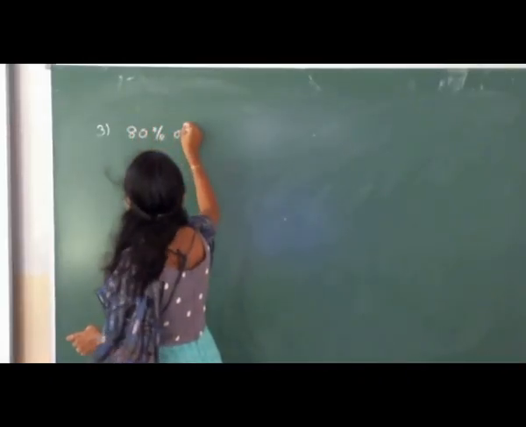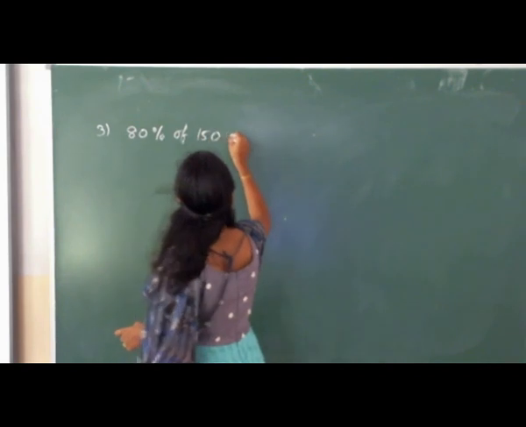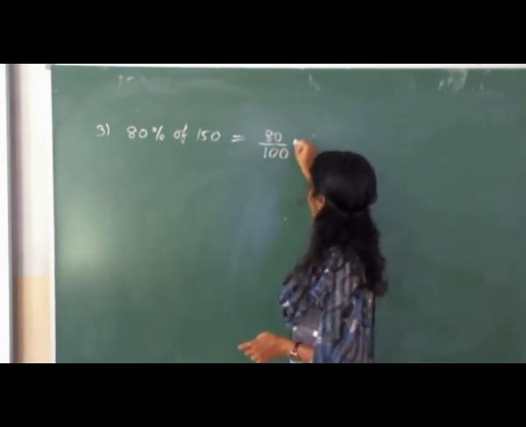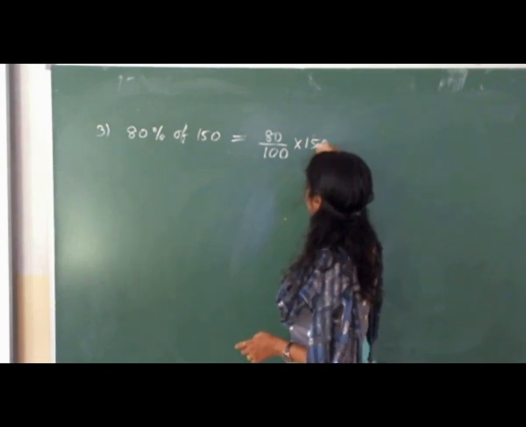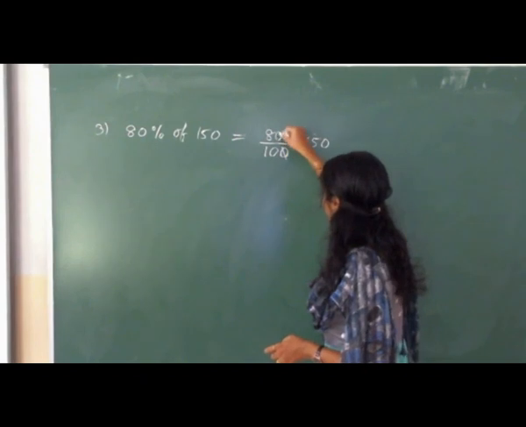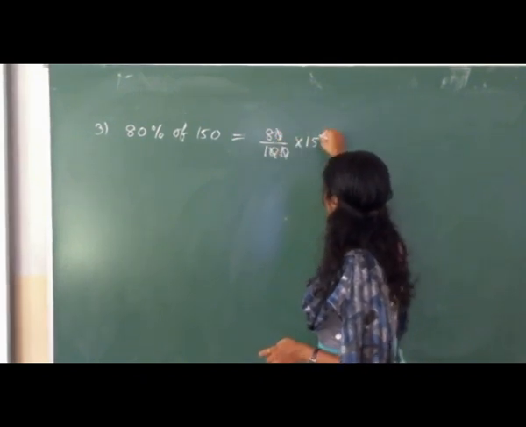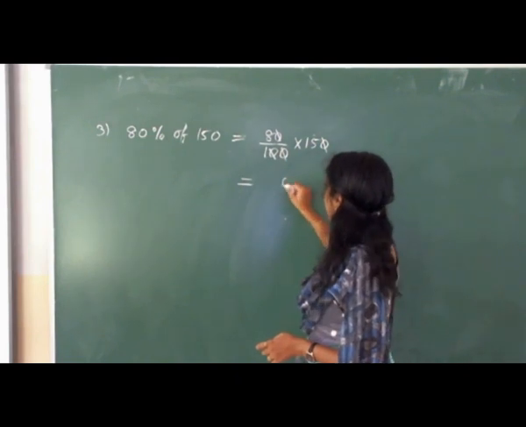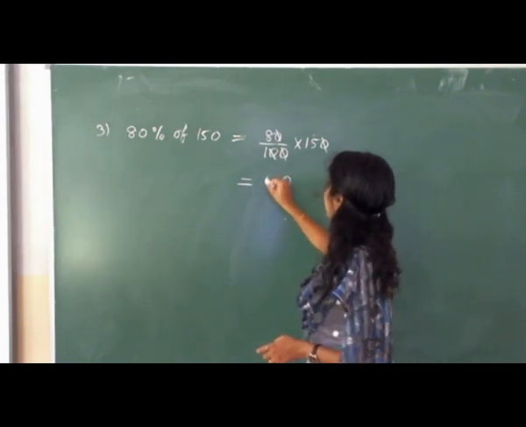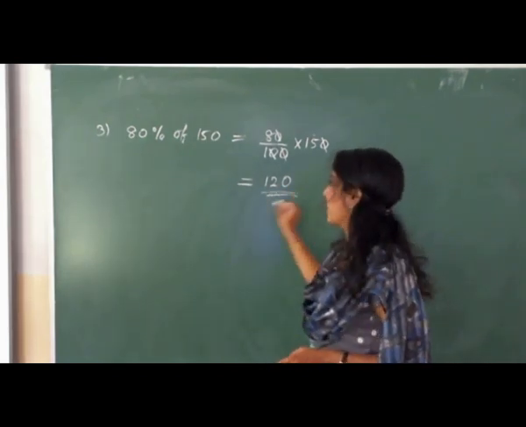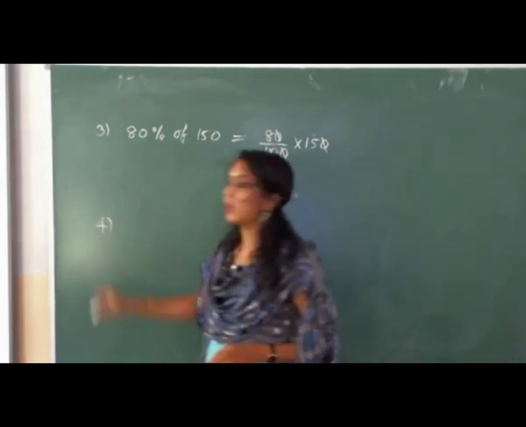80% of 150 is equal to 80 by 100 into 150. Cancel one 0 here and one 0 here. So 15 into 8, what's the answer? 120. One more question.